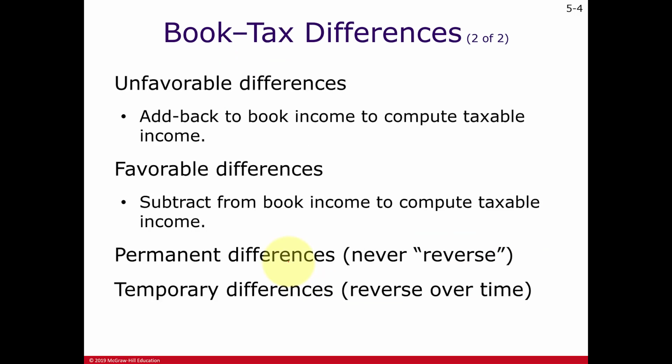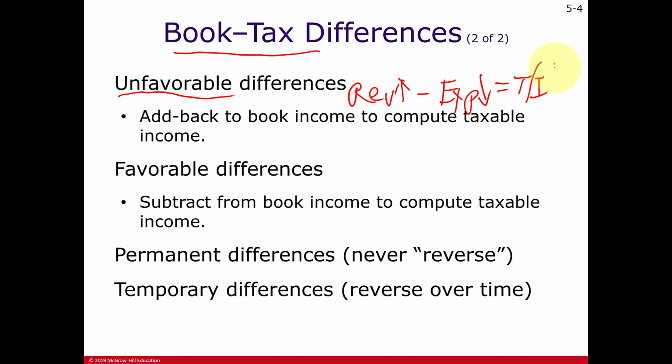So those differences between book and tax can either make your taxes bigger, which we call unfavorable differences, either making the revenue bigger or the expenses smaller, resulting in a taxable income that is larger, and ultimately now you pay more taxes. Again, unfavorable differences will increase taxable revenue or decrease deductible expenses.